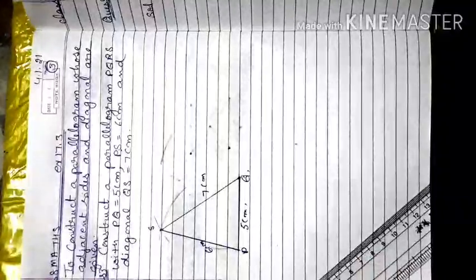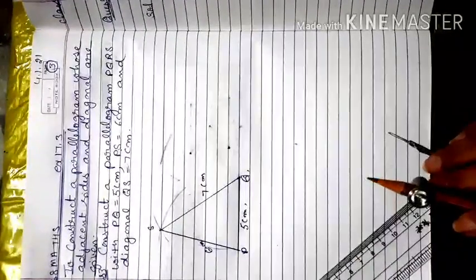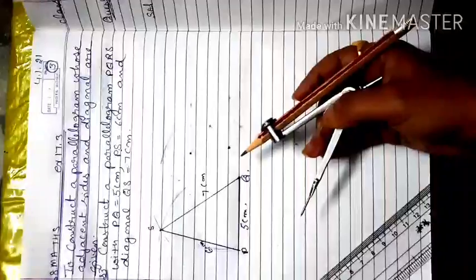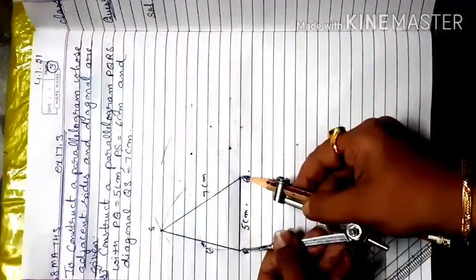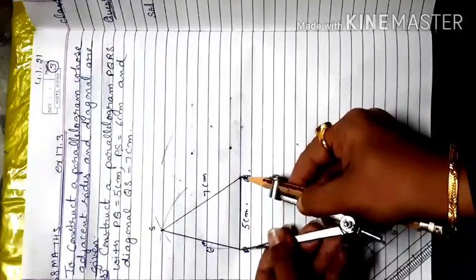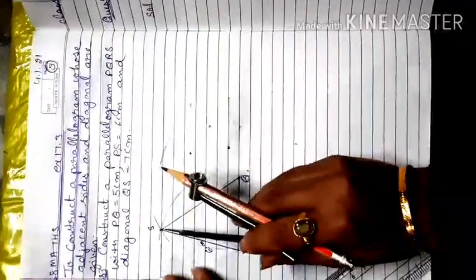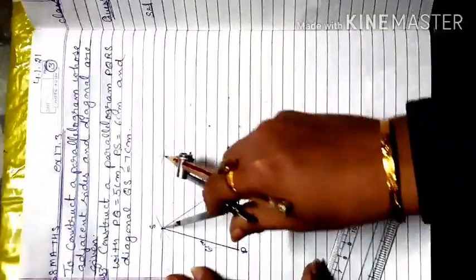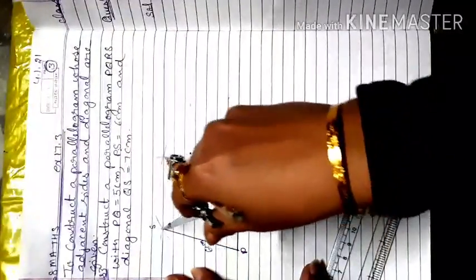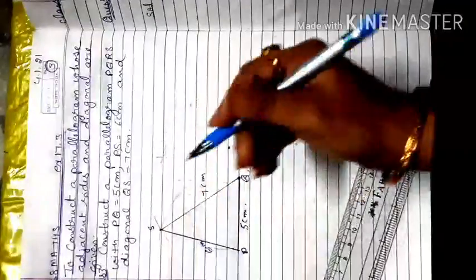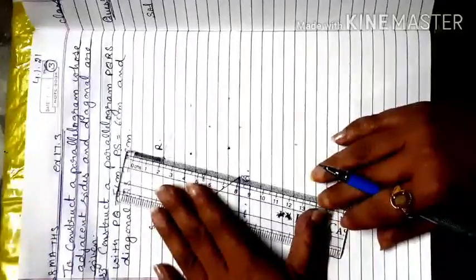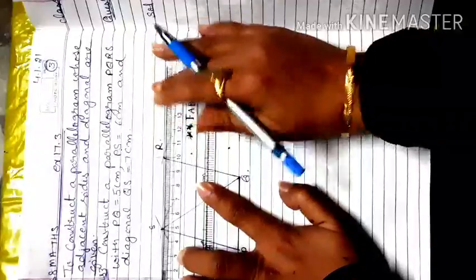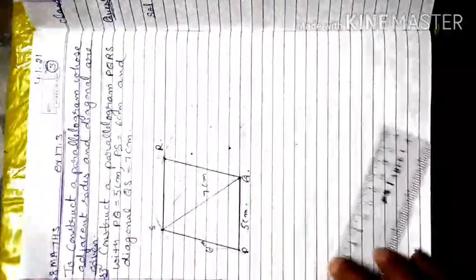So I mark Q as center and mark another arc at a distance of 6 centimeter radius. Now if this is 5 centimeter PQ, I just open the compass directly as PQ, 5 centimeter, with S as center, and cut the previous arc at the distance of 5 centimeter. So here my missing vertex will be R. So now I join this QR and SR.